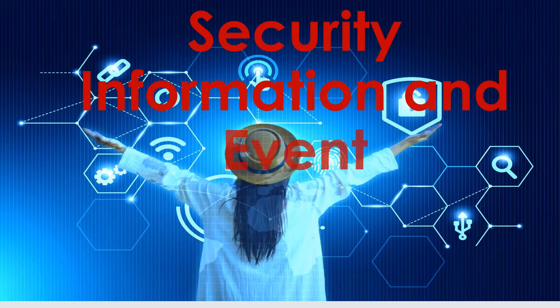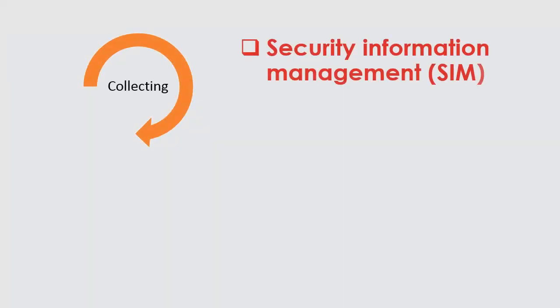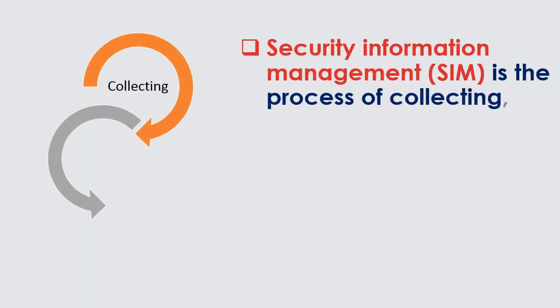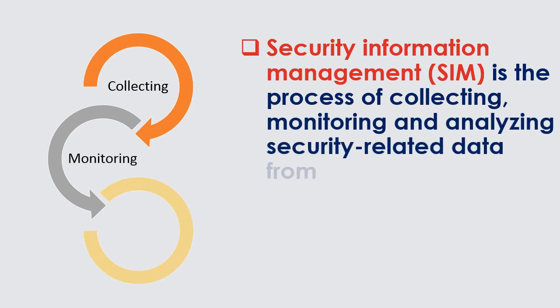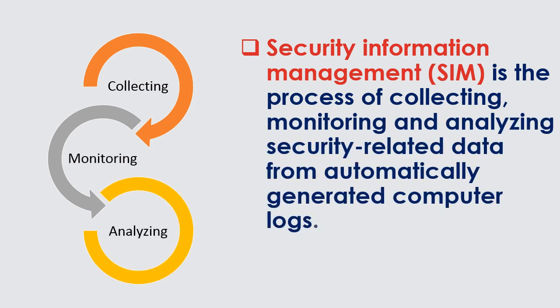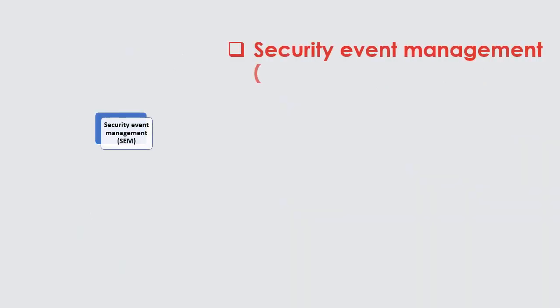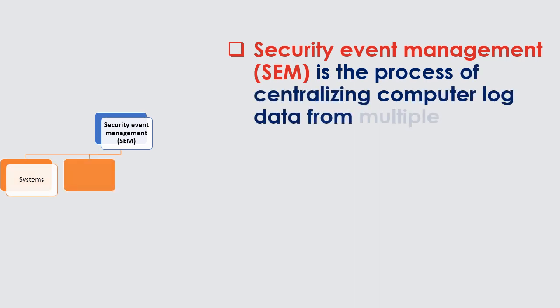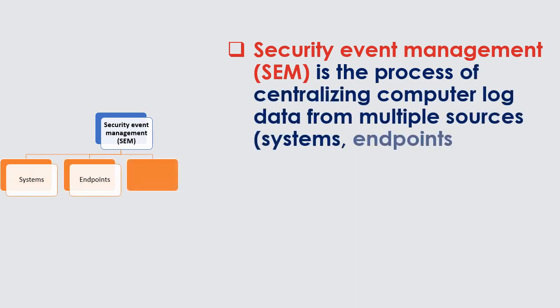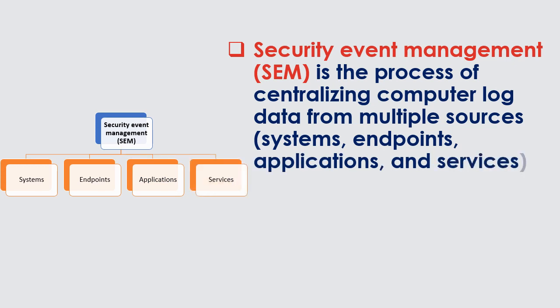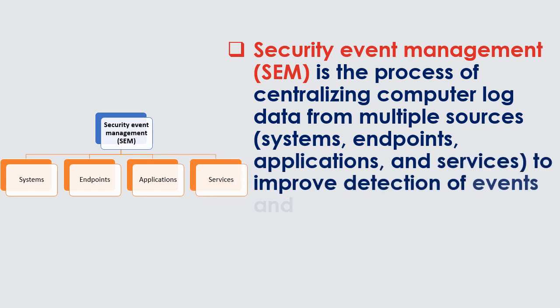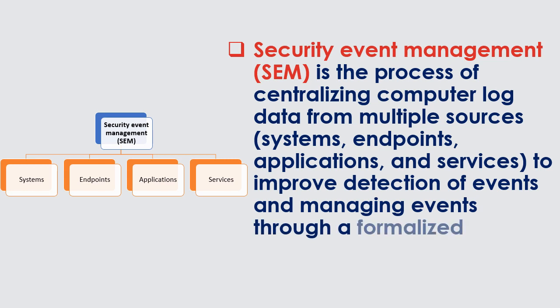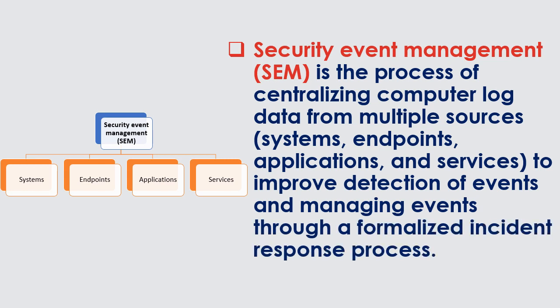Security Information and Event Management. Security Information Management, SIM, is the process of collecting, monitoring and analyzing security-related data from automatically generated computer logs. Security Event Management, SEM, is the process of centralizing computer log data from multiple sources, systems, endpoints, applications, and services, to improve detection of events and managing events through a formalized incident response process.